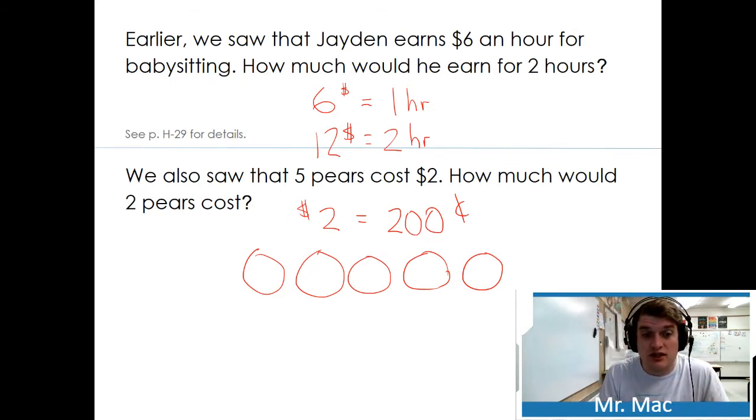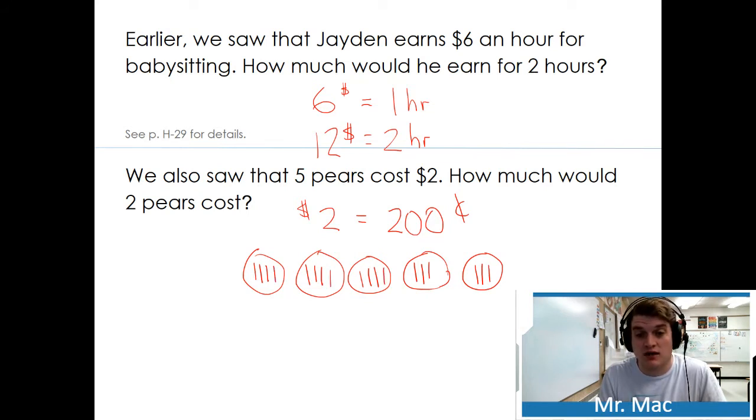So I'm just going to use lines for my tens blocks: 10, 20, 30, 40, 50, 60, 70, 80, 90, 100, 110, 120, 130, 140, 150, 160, 170, 180, 190, 200 cents.